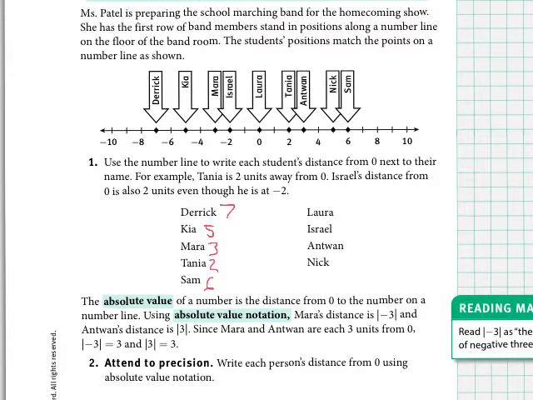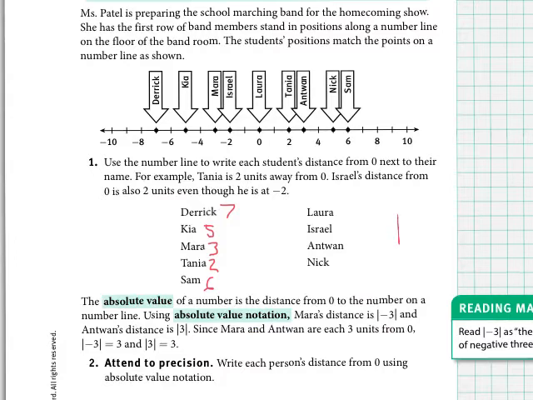All right, and then underneath that it says the absolute value, so that's what we're learning today. The absolute value of a number is the distance from zero to the number on a number line. Absolute value notation: Mara's distance is read absolute value of -3, and Antoine's distance is absolute value of 3. Since Mara and Antoine are each 3 units away from zero, the absolute value of -3 equals 3, and the absolute value of 3 equals 3.